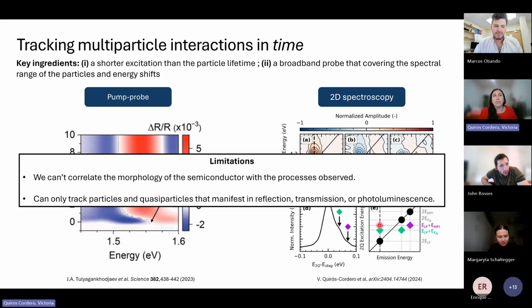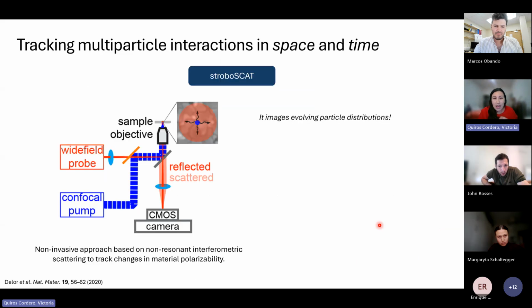So I'm going to show you a technique that we use here at Columbia a lot in my postdoc. Just as a context, most of these multi-particle interactions resolved in time were more of the work that I did during my PhD. And now I'm moving to also add this space ingredient into it.